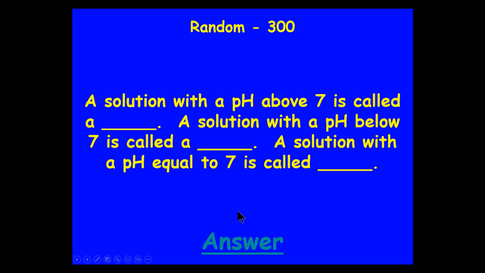A solution with a pH above 7 is called what? A solution with a pH below 7 is called what? And a solution with a pH equal to 7 is called what?